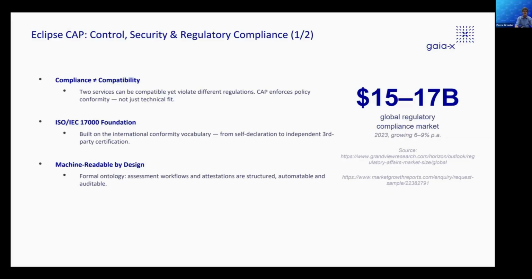And what the Eclipse CAP is doing is translating this human English version of the specification, ISO 17000, into a machine readable version of it. And we do that because data spaces, we believe, are very important. Unfortunately, besides many of the blockers, we see that some of the decision makers need a level of reassurance that says, okay, you don't give up on your compliance.